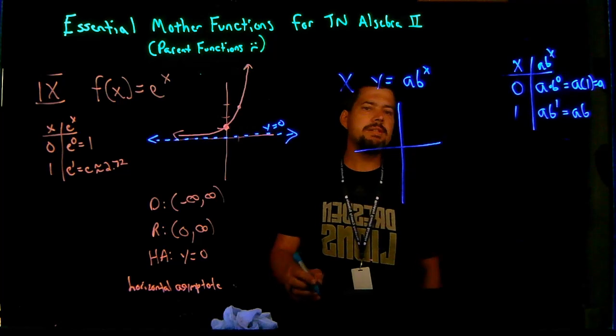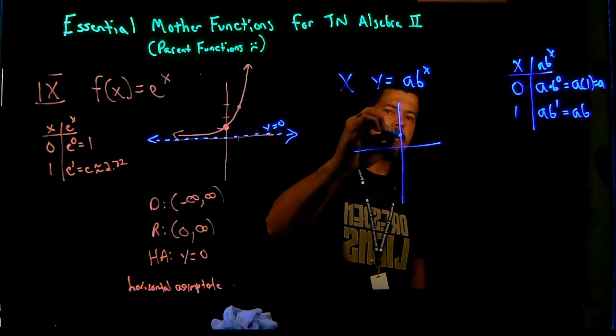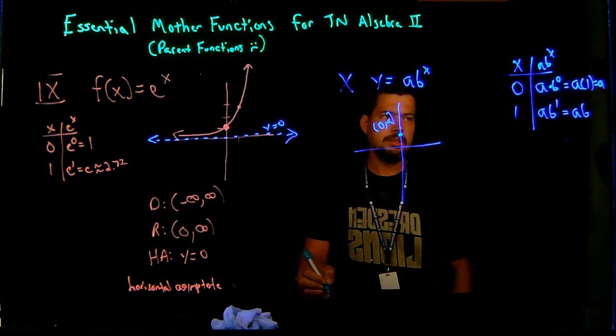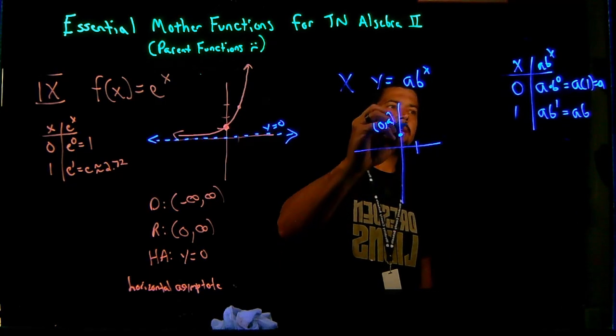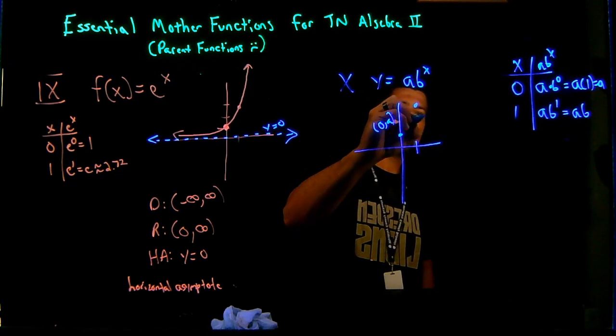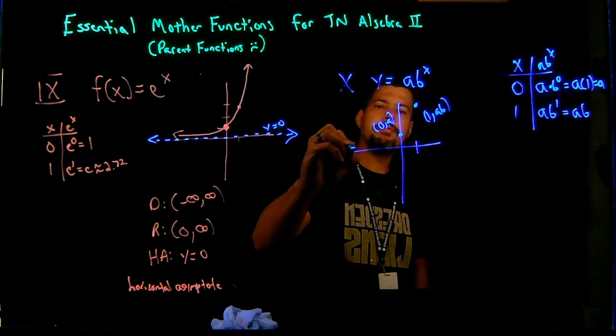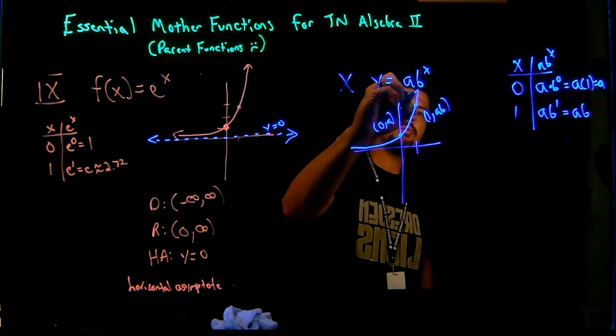So if x is 0, I contain a point called 0, comma a. And if x is 1, I contain the point 1, comma ab. And by default, we make it look like growth.